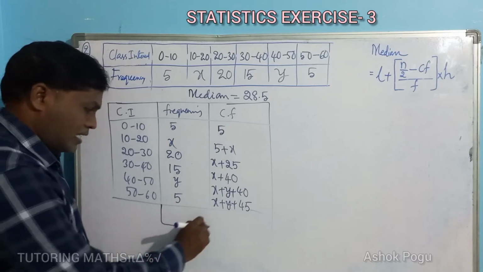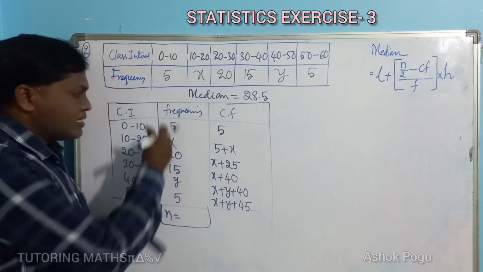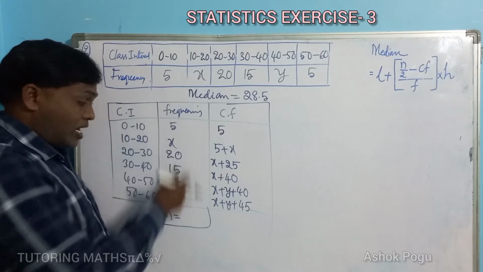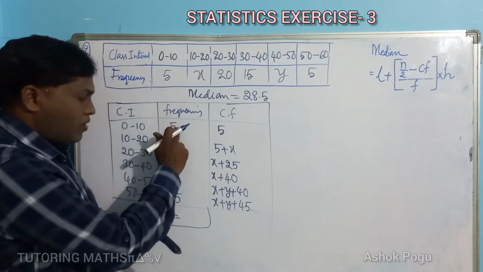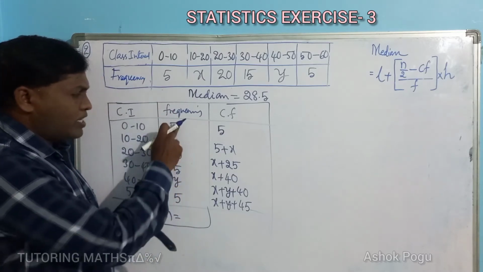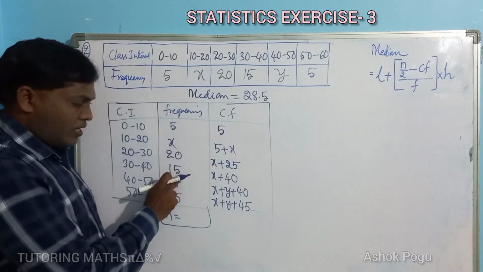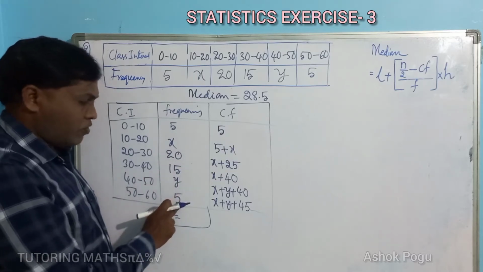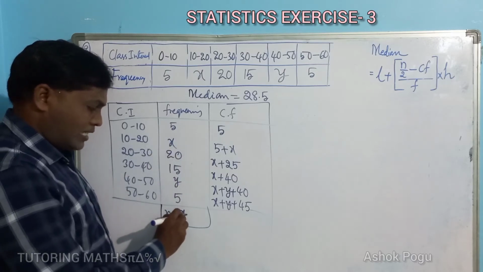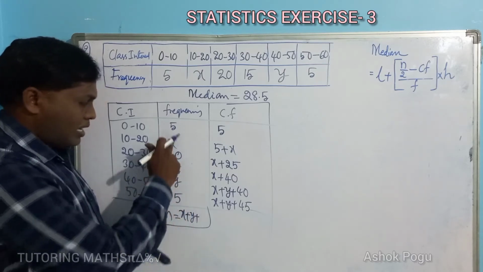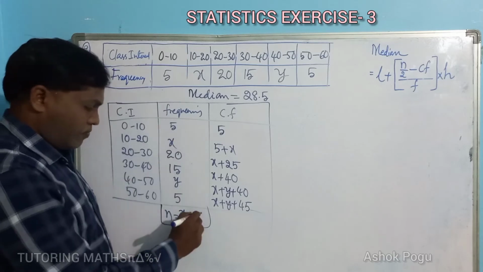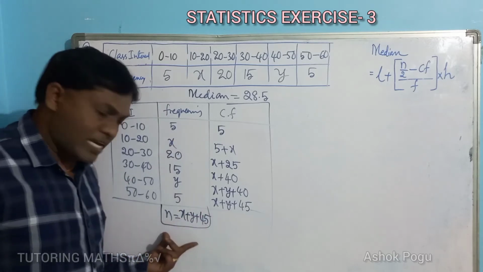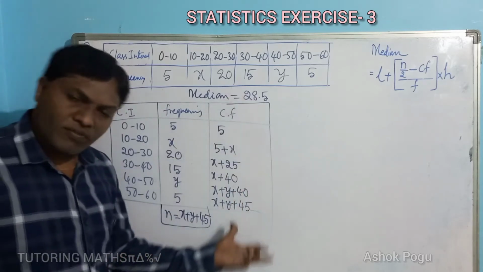Now find n. What is n? Number of observations. You have to find the summation. 20 plus 5 is 25, 25 and 5 is 30, plus 10 is 40, 40 plus 5 is 45. So we have x variable, y variable, and it is 45. Now we have the n value and the cumulative frequencies.